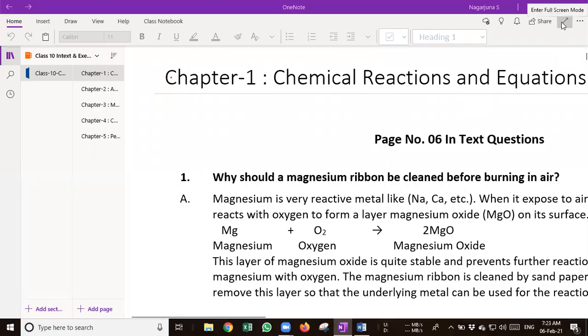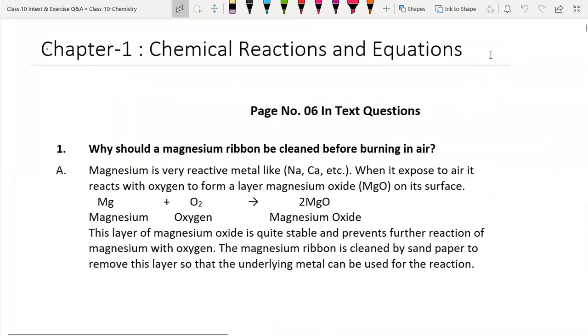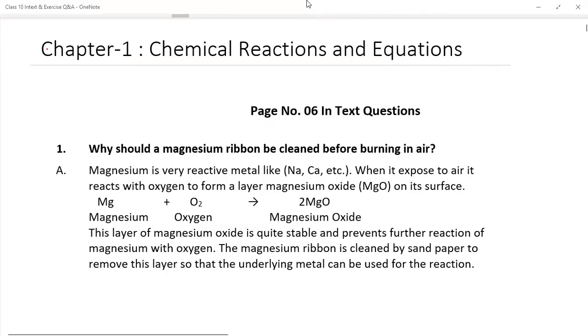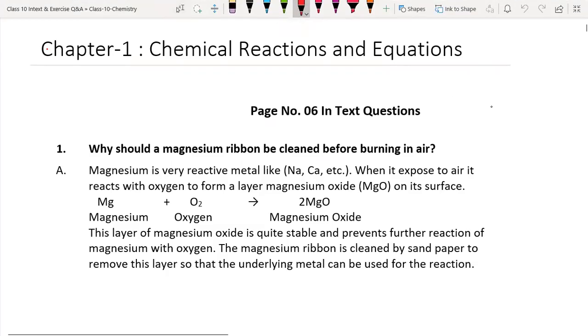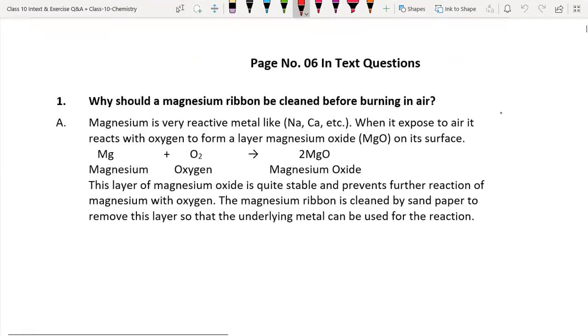Hi guys, welcome back. In this video, you are going to see in-text question answers from chapter 1, chemical reactions and equations, from your grade 10 science textbook. So here I am going to explain all answers for those questions. So first let us see page number 6 in-text question.